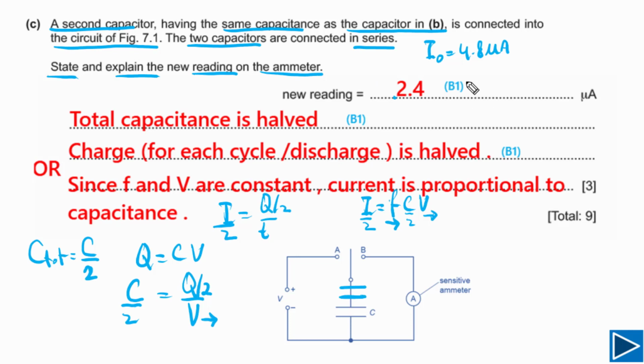The first point, if you have written 2.4 here, you will get 1 B mark. The second B mark you will get if you have written total capacitance is half. The third one you will get if you have mentioned charge becomes half. Or you can say F and V are constant, current becomes half. Or you can say current is proportional to capacitance. That's all you need to write for this question.